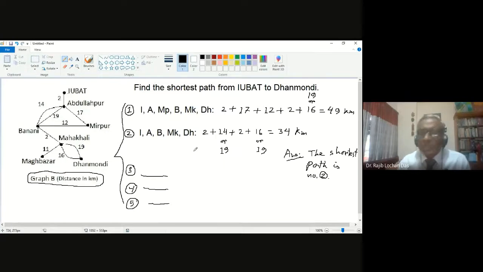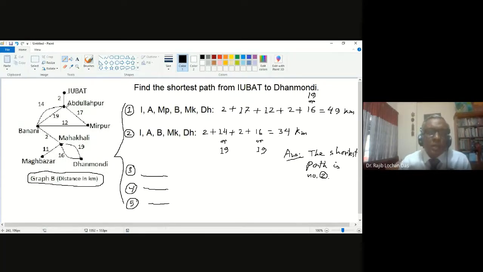And in computer science, maybe you already know, there is some algorithm. Every time, your algorithm will check the shortest node. So from IUBAT to Abdullahpur, you have no other choice. You have only one line, so there is no problem, or there is no confusion.